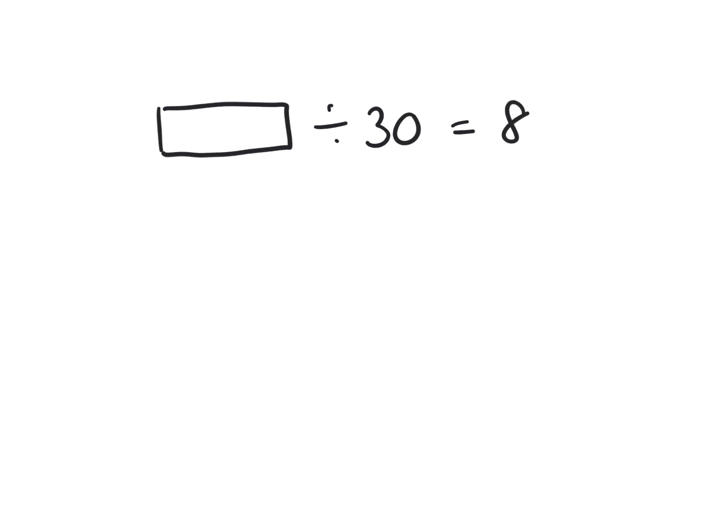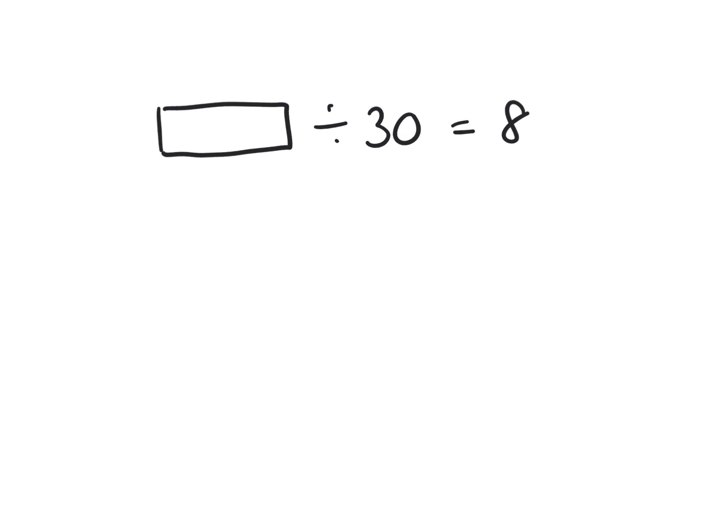We can also use the times table facts to help us with missing values. So for example, we may have a missing value. We're dividing it by 30 to give us 8. Okay, so what this means is we have 30 people who have 8 grapes each, for an example, or 8 of something each. So that gives us a calculation to find out how many grapes we started off with.